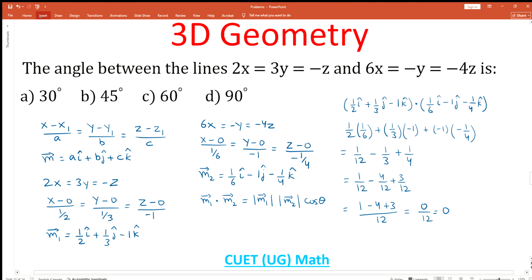That means vectors m1 and m2 are perpendicular to each other. So the angle between these two vectors is 90 degrees. As a result, the angle between the two given lines is also 90 degrees because the angle between the direction vectors of lines is the angle between those two lines. So the answer should be option D. This should be the final answer for this problem. So these are the steps you have to keep in mind to solve this problem.